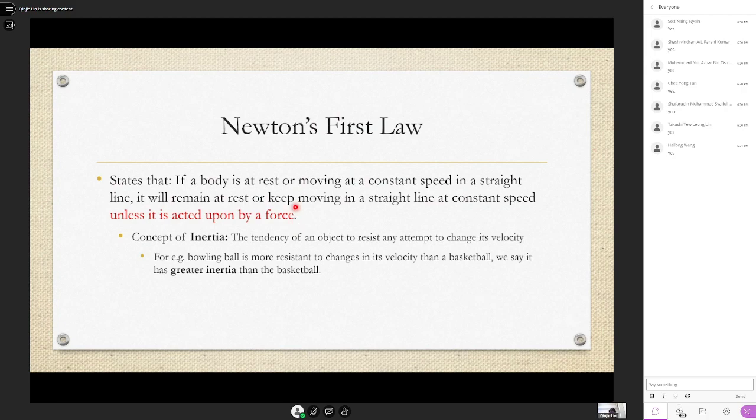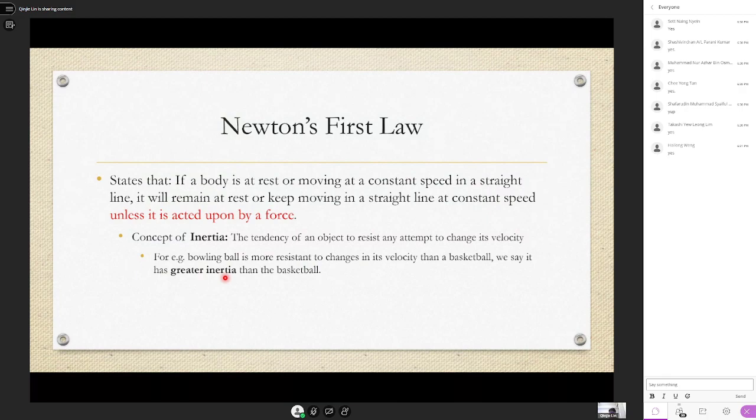And also it's from this first law that we have the concept of inertia, which is the tendency of an object to resist any attempt to change its velocity. For example, a bowling ball is more resistant to changes in its velocity than a basketball. We say that it has greater inertia.